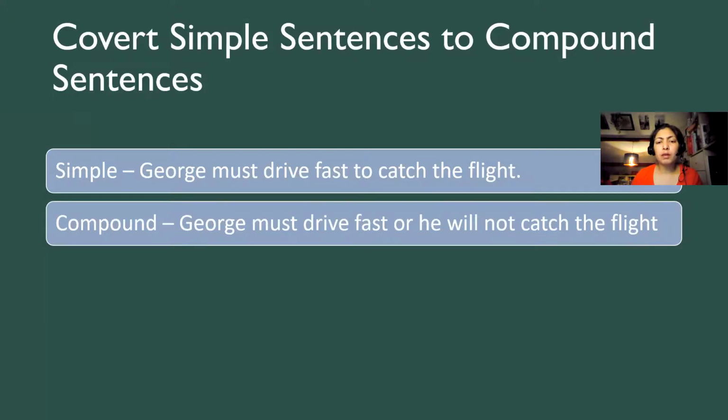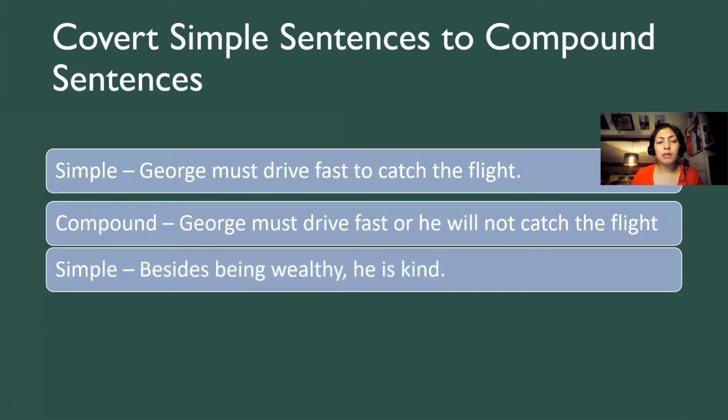So what have we done? The phrase to catch, the infinitive to catch, we have changed that. And we have used a conjunction, a word that joins two sentences, a coordinating conjunction, or. And we have just expanded to catch into: or he will not catch the flight. He will not catch the flight.